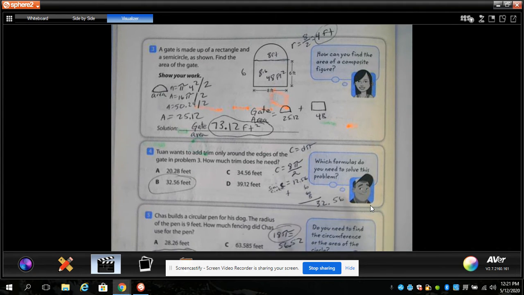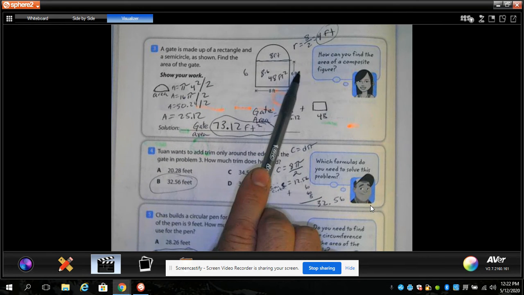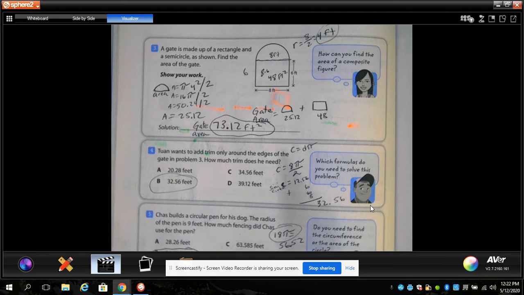And that would be in feet. Then you just need to add in the 6 and the 8 for the partial perimeter of the rectangle. So there's my work showing that to get the 32.56.